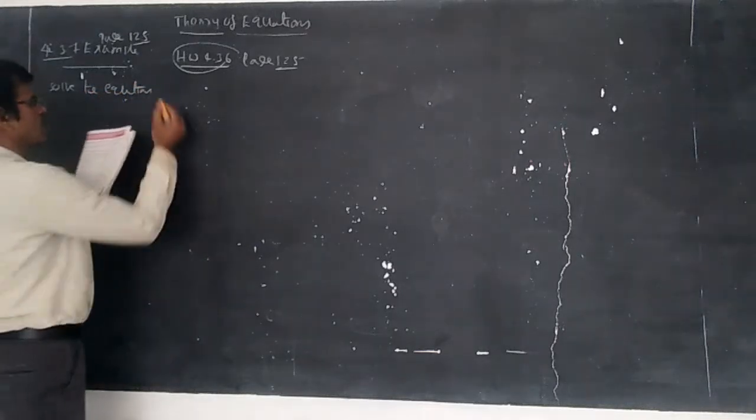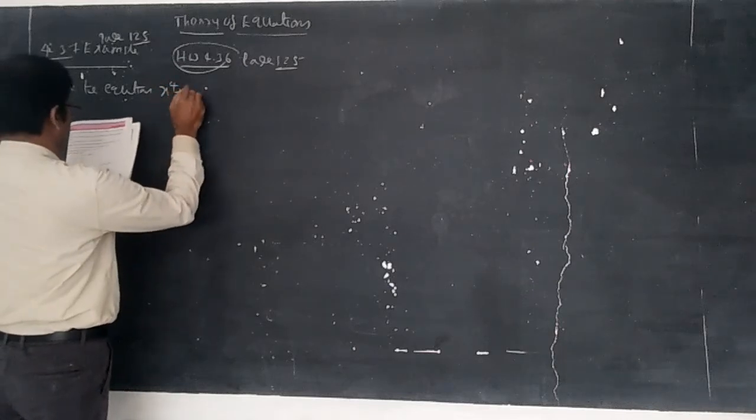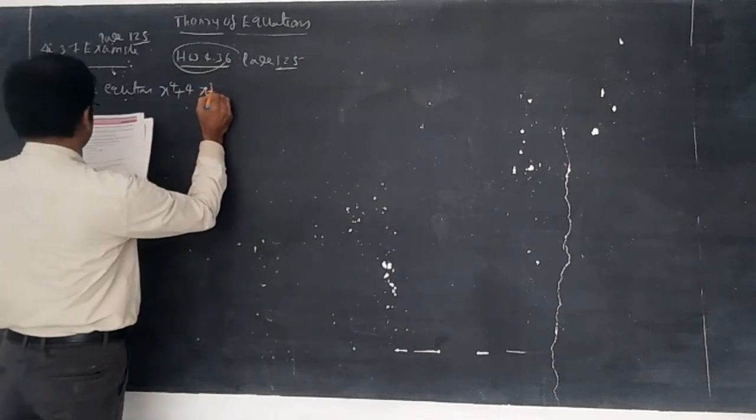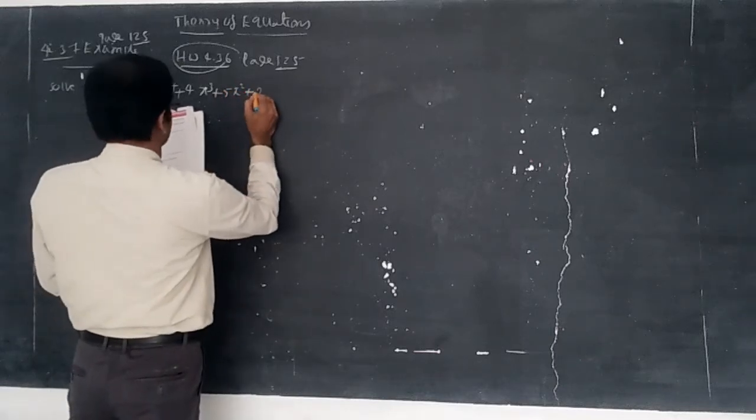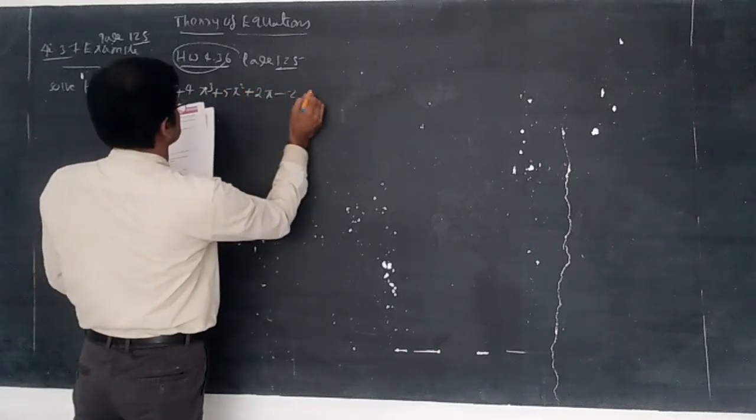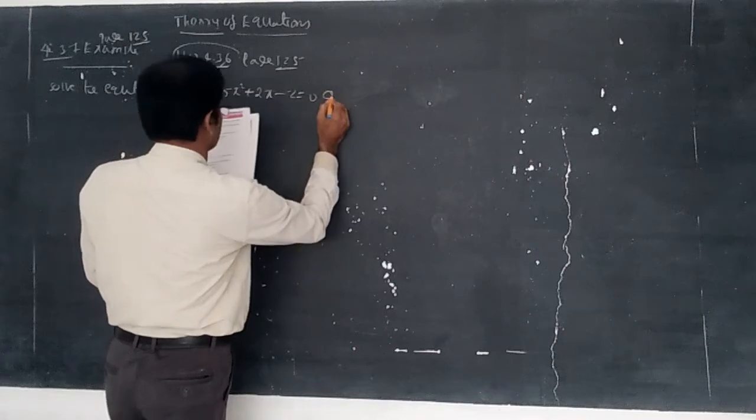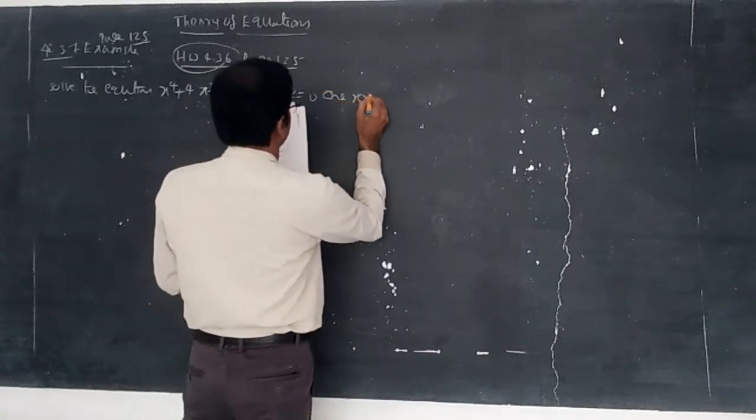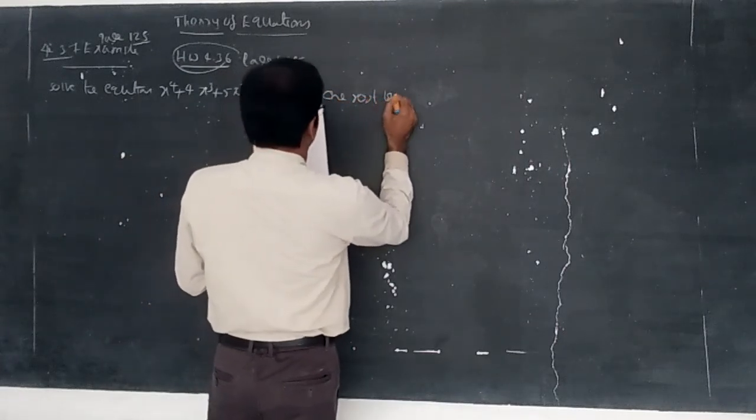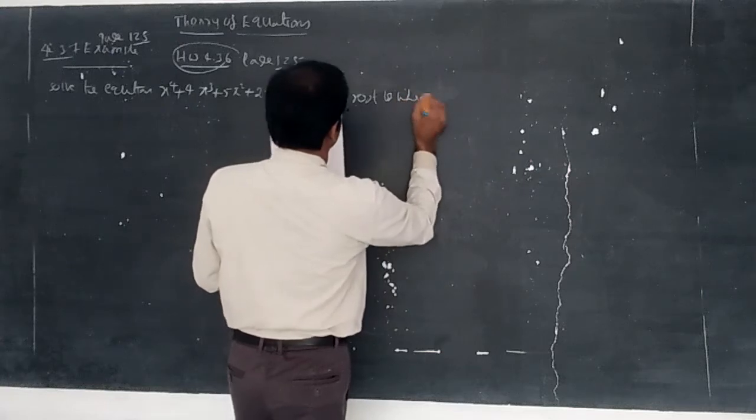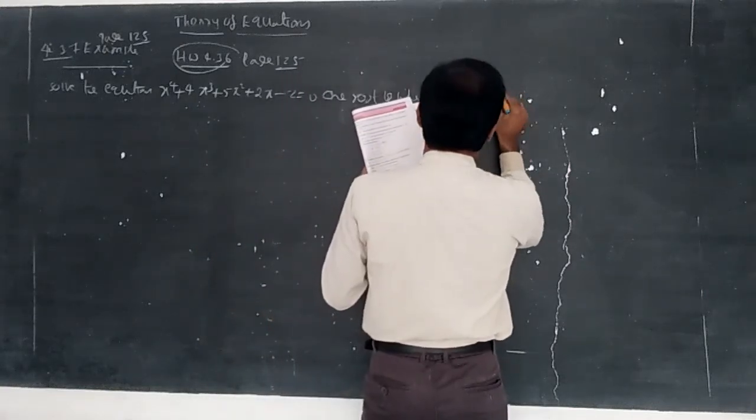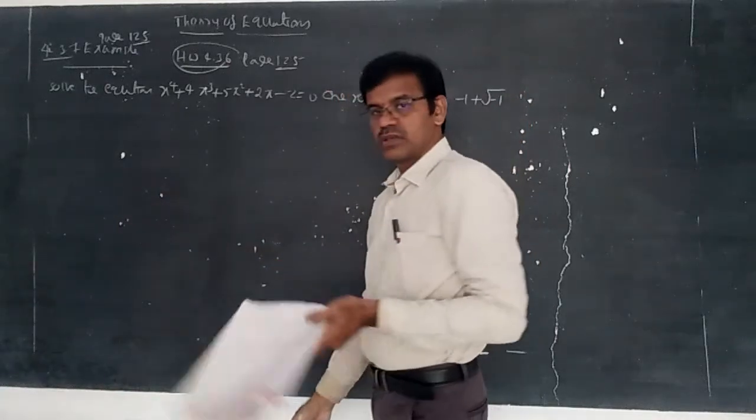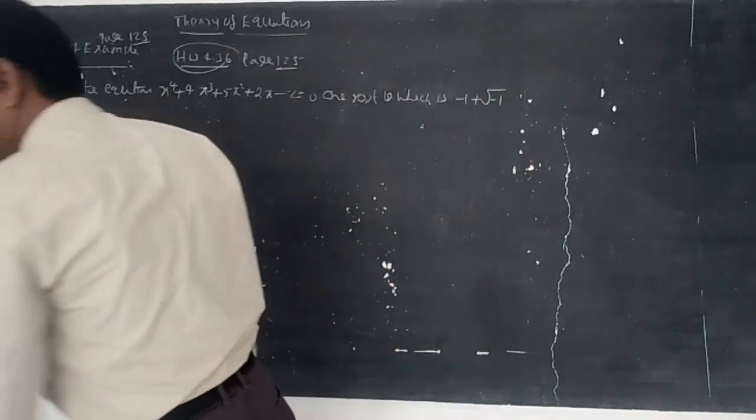Solve the equation x power 4 plus 4x cube plus 5x square plus 2x minus 2 equal to 0, one root of which is minus 1 plus root of minus 1. Here I want to discuss with you the matter.